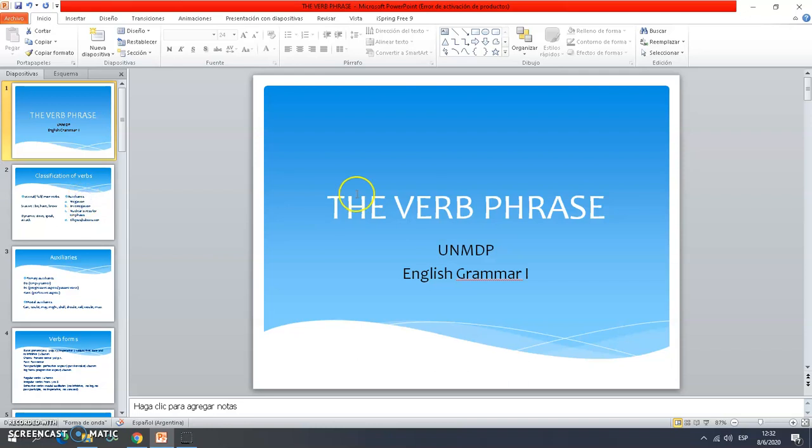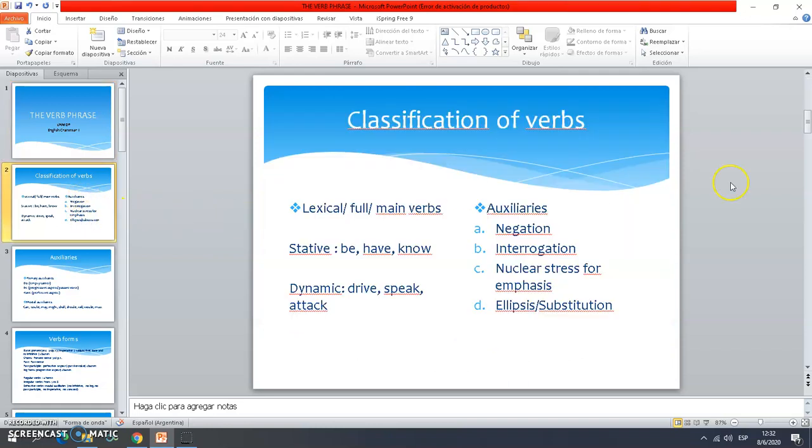Okay, there are some classifications of verbs which you are already familiar with, such as the classification into main verbs and auxiliary verbs. That is something we have already discussed. You know that auxiliary verbs always appear together with a main verb. And if not, it is because it is a case of ellipsis, all right?